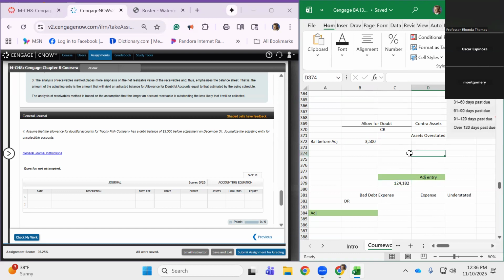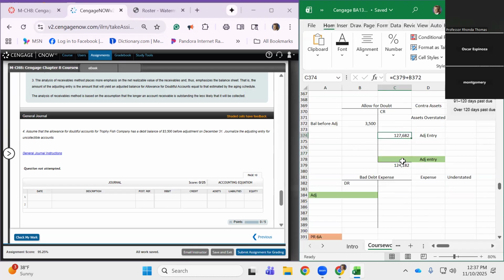So we want it to have 124,182. We need an adjusting entry. An adjusting entry for this is going to add these two numbers together, because we want the balance on the credit side. So we got to bring it back over to the credit side, which is $3,500. And then we want 124 down at the bottom. So we're going to put an entry in as a credit to allowance. And there it is. So we can make that equal that. That's fine. Okay.